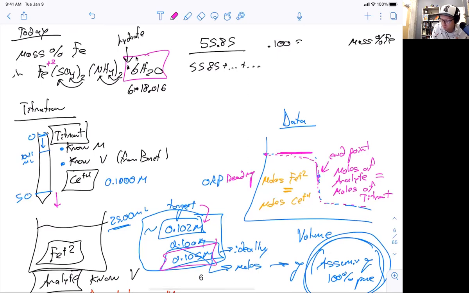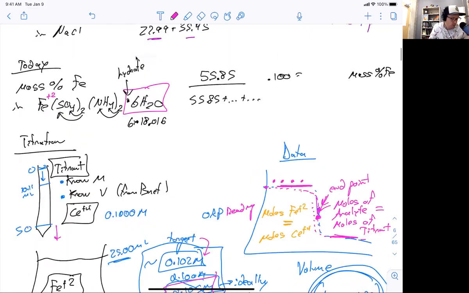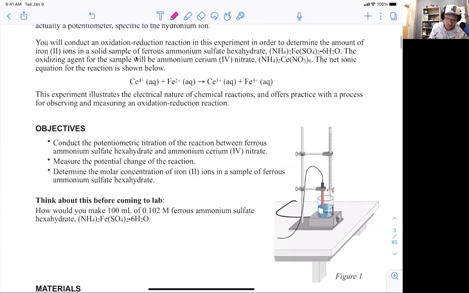Between these two flat regions, right in the middle, is the equivalence point. That's when the moles of analyte equal the moles of titrant. That's when the moles of iron equal the moles of cerium. So our whole goal today is to just find this one equivalence point. And you'll have to, again, add the cerium slowly, collect a data point. The more data you collect in this steep region, the better.